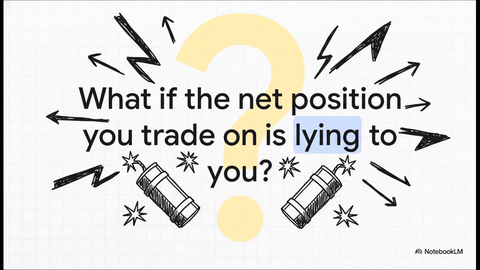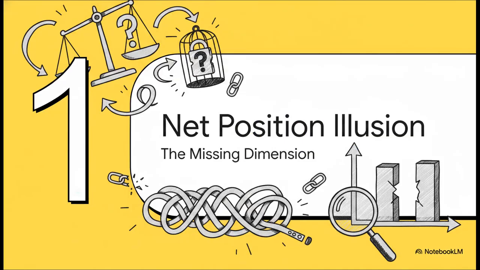Now, before we start pulling apart charts, I really want you to ask yourself something. What if the net position you're trading on is completely lying to you? I know you guys have got years on the desk, you're seasoned, but just consider this for a second. How can a perfectly flat net position actually be hiding a market that's an absolute powder keg? Which brings us to part one, the net position illusion.